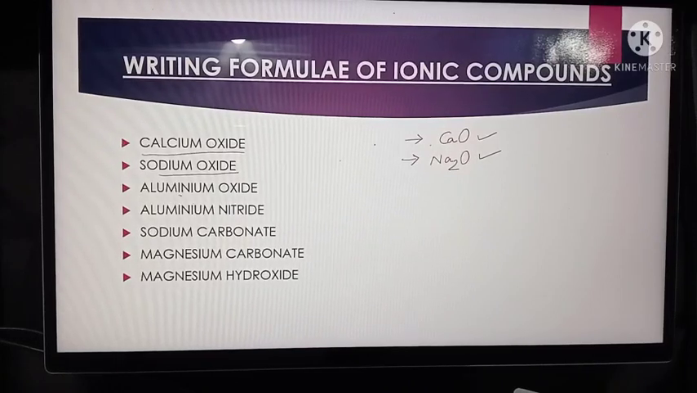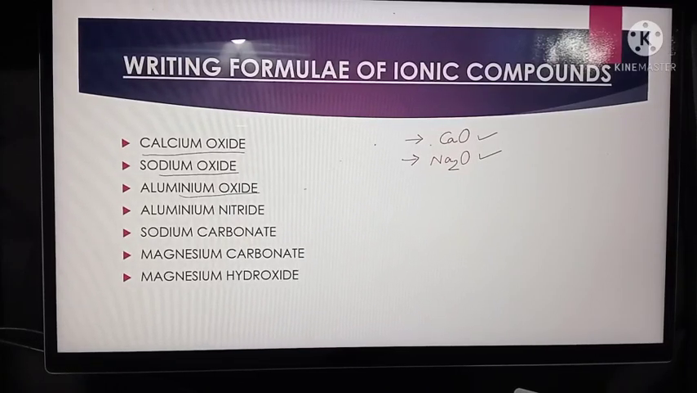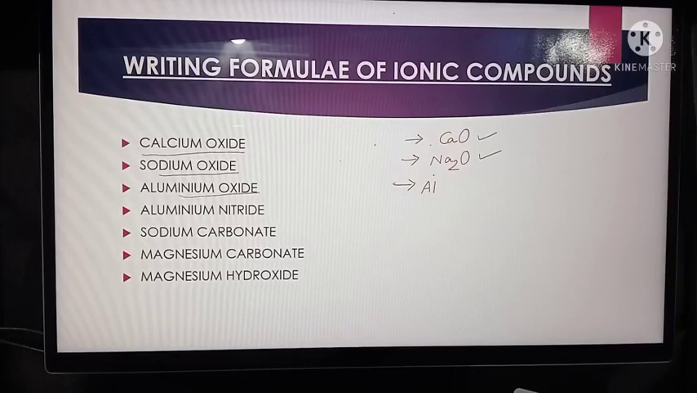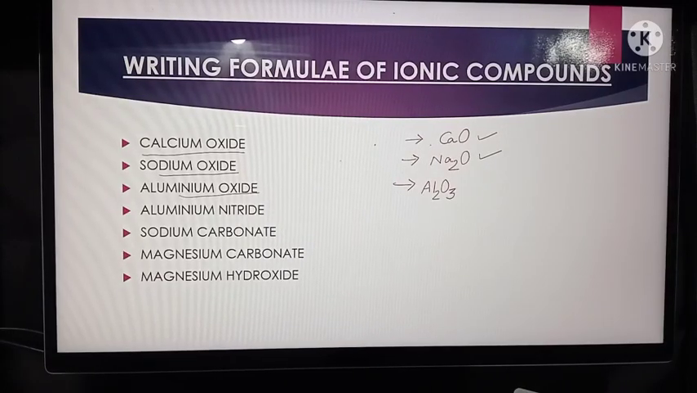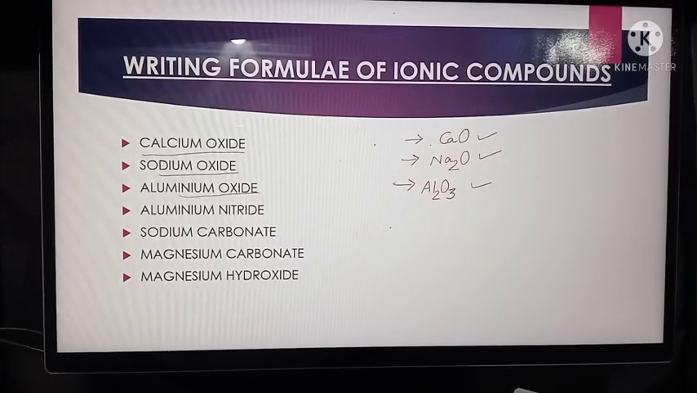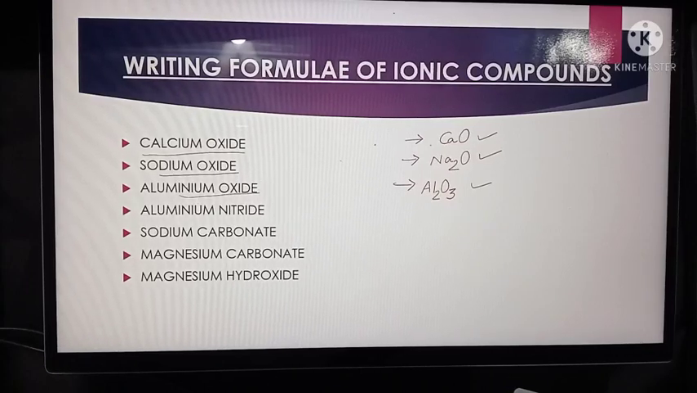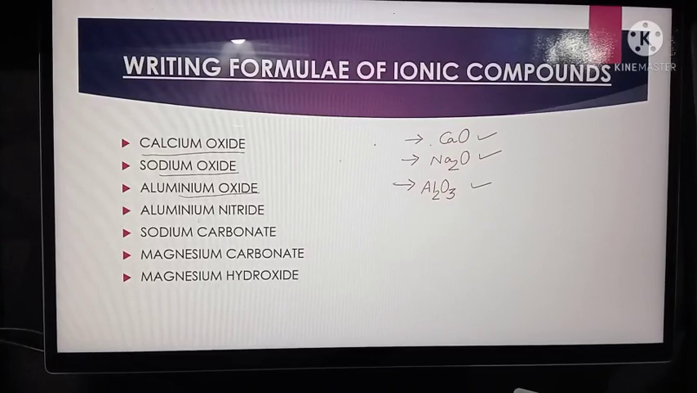Now let us look at aluminium oxide. So you know what aluminium is? Aluminium is +3 and oxide is -2. So the 3 of aluminium should go to oxygen and the 2 of oxide should come here. So oxide's 2 will come to Al2, and the 3 of aluminium will go there, so it will become aluminium oxide, Al2O3. Next one is sodium nitride.